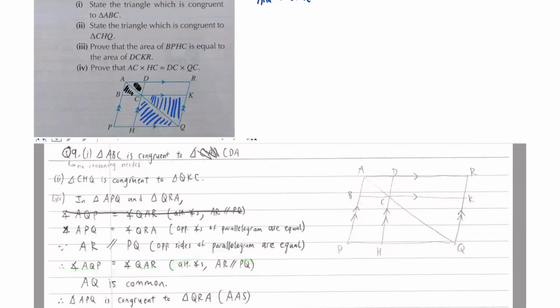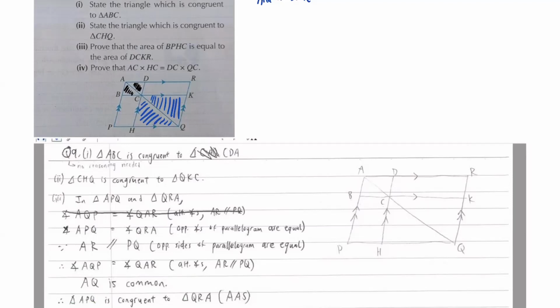Now, after you have two angles, it's not enough. For AAS, we still need a side that is equal in length. And coincidentally, there's an AQ here, which is a common length. So of course AQ equals itself. So we're done. We have two angles and one side. Therefore, we conclude triangle APQ and triangle QRA must be congruent by the AAS property. Is it clear? Yeah. Clear, good.